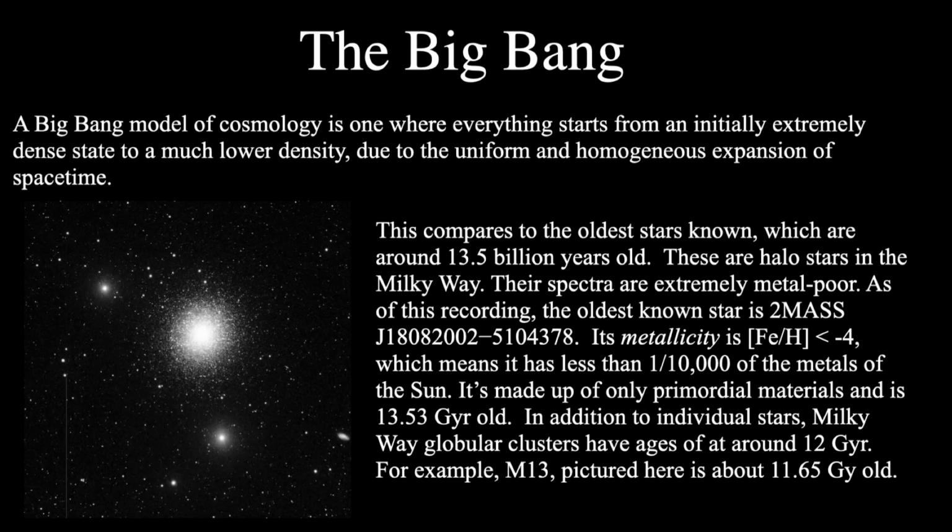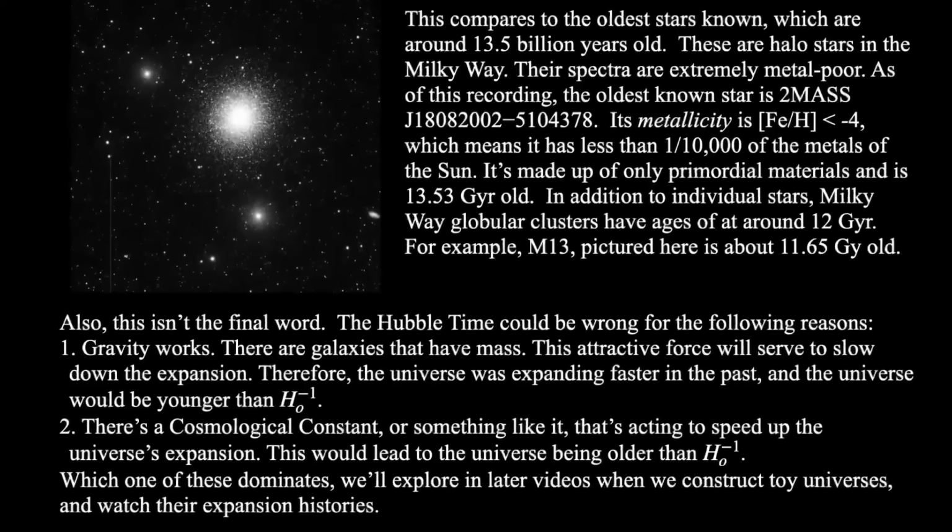Okay, but for the Hubble time, this raw number really isn't the final word. The Hubble time could be wrong for a number of reasons, at least these two. Gravity seems to work, and galaxies have mass, and that means there's an attractive force between galaxies that would slow down the expansion. And therefore, if it has slowed down, then the universe was expanding faster in the past, and therefore the universe would be younger than the inverse of H naught.